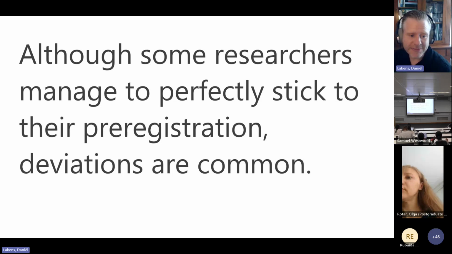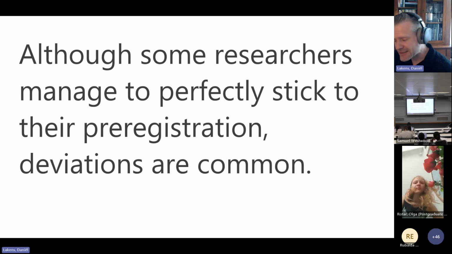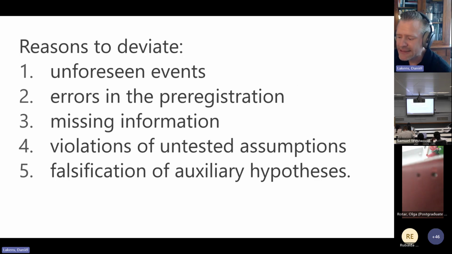And importantly, sometimes they have no real impact on the severity of the test. And in those cases, a deviation doesn't really impact your pre-registration. It doesn't impact the severity of the test. So let's take a look at some of those examples.